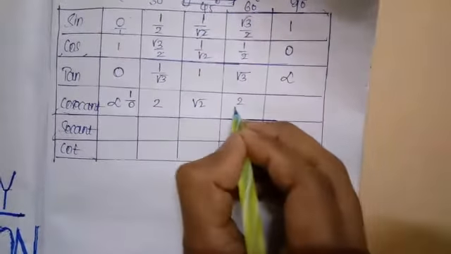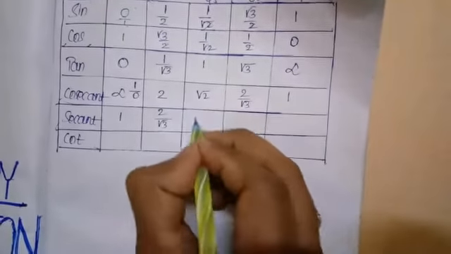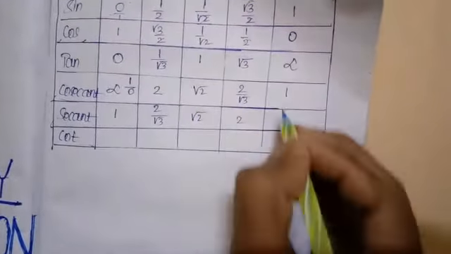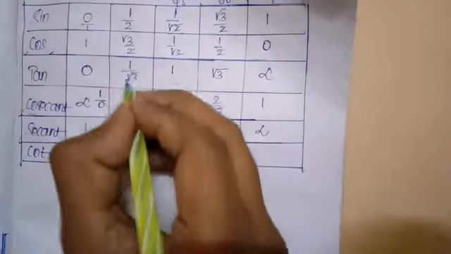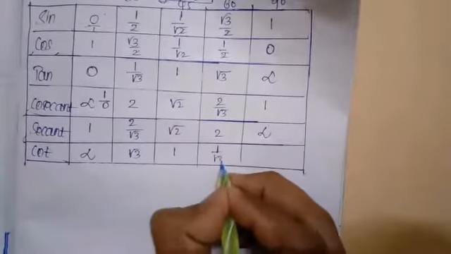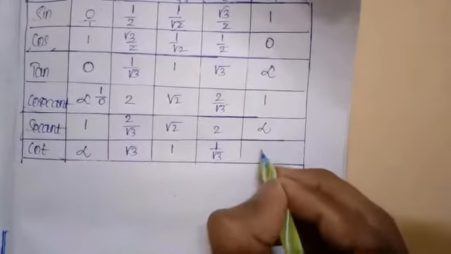Next secant is the reverse of cos, so cos 0 is 1, reversed it is only 1. Next cos 30 is root 3 by 2, here it is 2 by root 3. 1 by root 2 becomes root 2, and 1 by 2 becomes 2. 0 inverse is infinity. Next cot 0: we see tan 0 is 0, and the reverse of 0 is infinity. Next 1 by root 3 becomes root 3, then 1, then 1 by root 3, and infinity inverse is 0, reverse infinity is reverse 0.